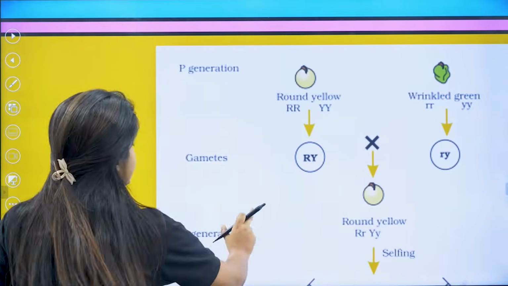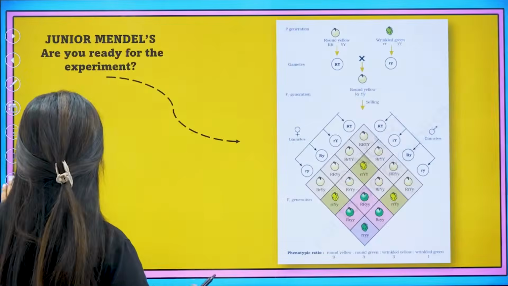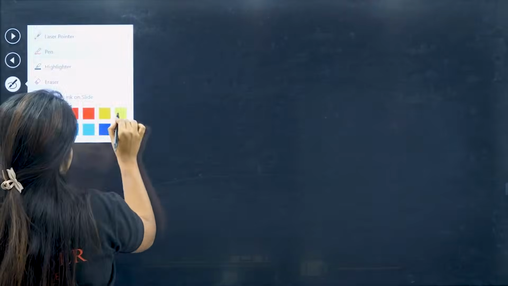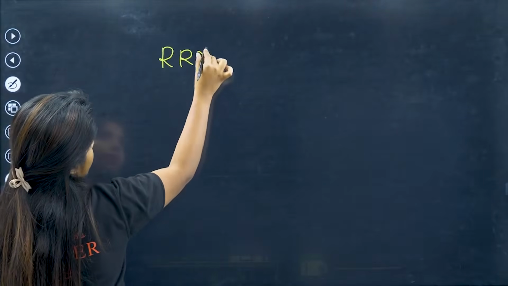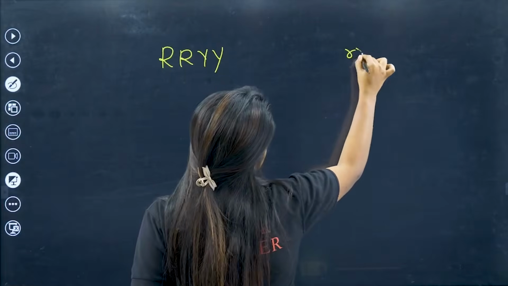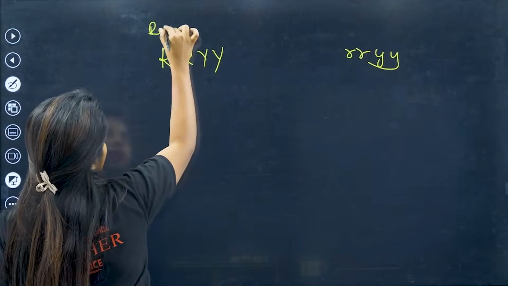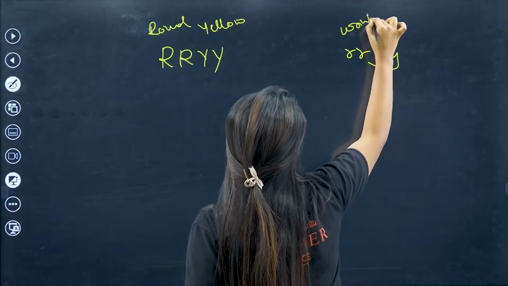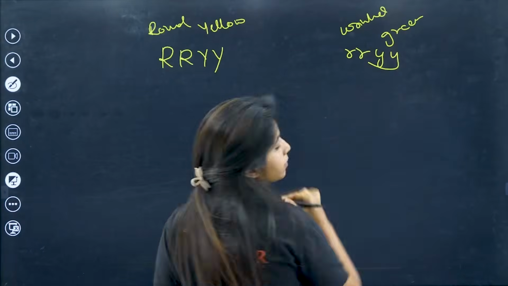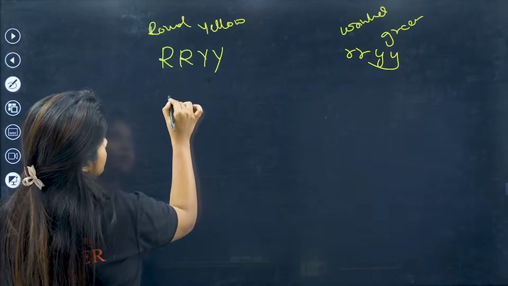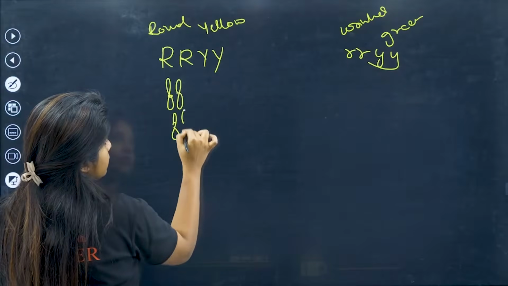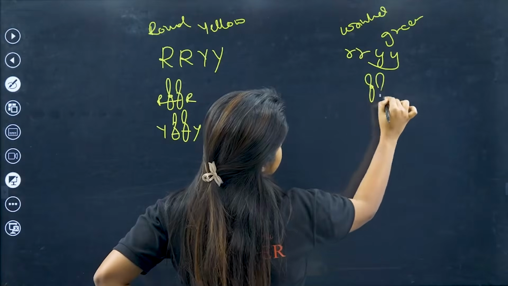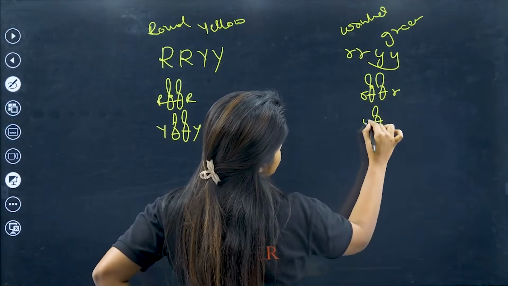Ma'am, I didn't understand a word. So listen to me carefully. I will make you understand this. It's very simple, okay? Capital R, capital Y. Small r, small y. This is round and this is yellow. This is wrinkled and this is green, right? Now over here, if you talk about the chromosome, it looks like this. So capital R, capital Y. Similarly, small r, small y.